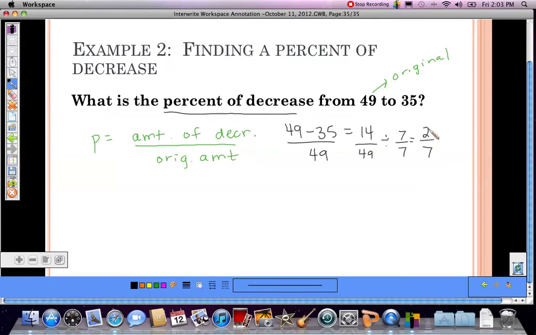And you're going to do 2 divided by 7 to get the decimal version, which is 0.286 converted as a decimal. And then we're going to move our decimal 2 places to the right, making the answer 28.6%. So your percent of decrease from the original number 49 to 35 is 28.6%.